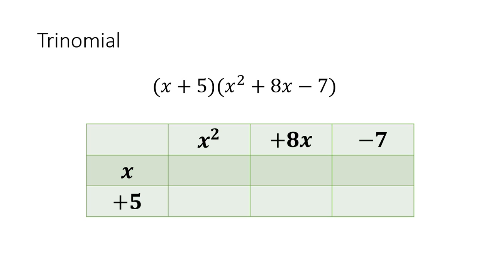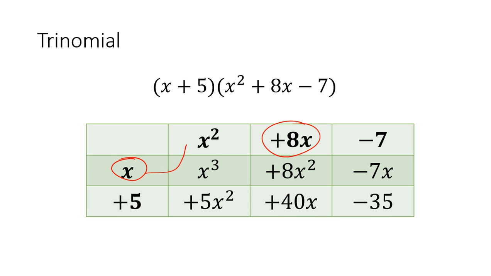Alright, so now when you're dealing with a trinomial and a binomial, this is where the organization kind of makes it a little easier, because now you list out all your terms along the top and along the side, and then you find the area of each. So x squared times x gets you x to the third power. X times 8x gets you 8x squared, and then negative 7 times x gets you a negative 7x. And then along the bottom, you end up with your 5x squared, you get 40x, and then a negative 35.